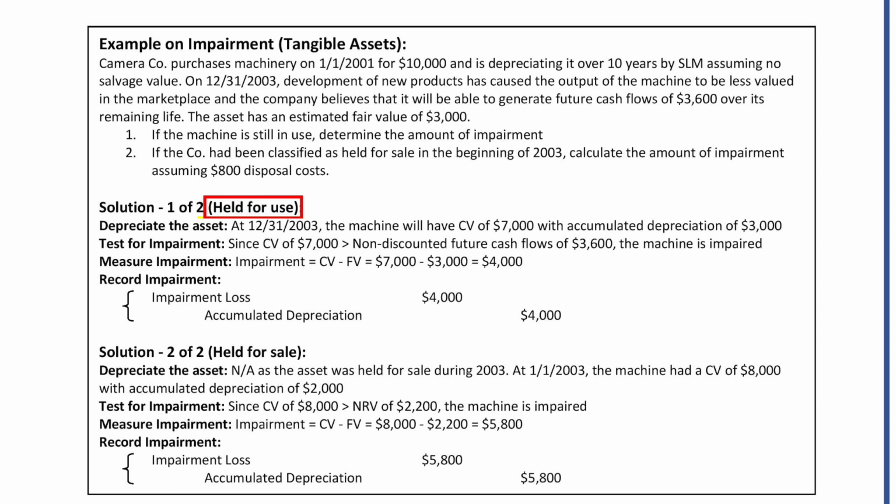Highlight depreciate the asset. So at 31st December year 3, the machine will have a carrying value of $7,000 with accumulated depreciation of $3,000. Highlight test for impairment. Since the carrying value is $7,000 and the non-discounted future cash flows is $3,600, the machine is impaired. And the third one, highlight measure impairment, where impairment equals carrying value minus fair value, which is $7,000 minus $3,000. The impairment loss is $4,000.